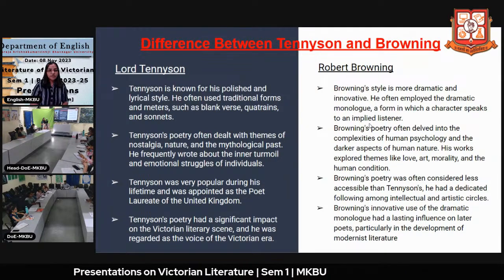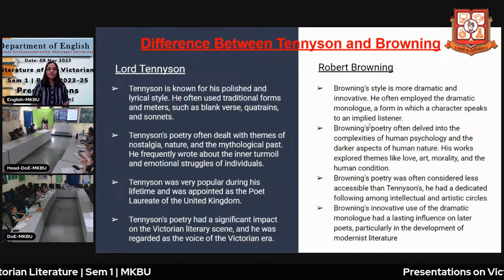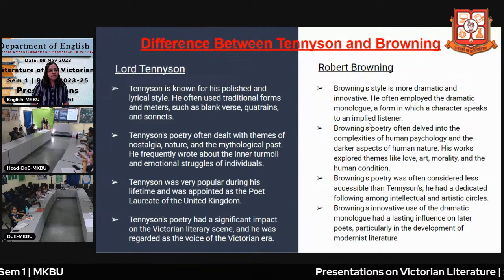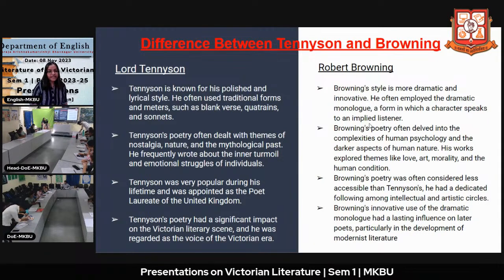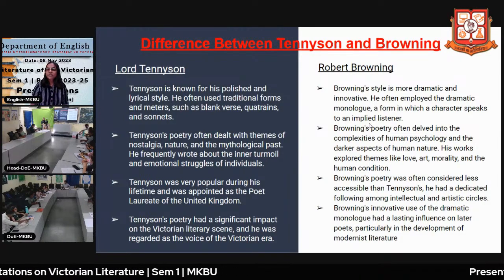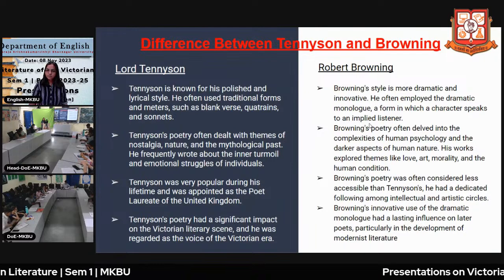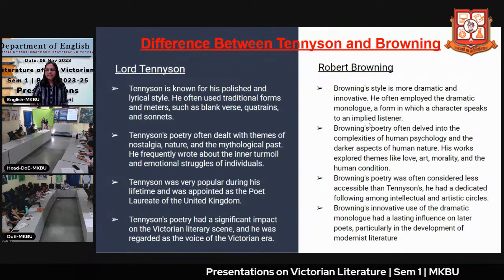Tennyson is known for his polished and lyrical style. He often used traditional forms and meters such as blank verse, quatrains, and sonnets. On the other hand, Browning's style is more dramatic and innovative. He often employed the dramatic monologue, a form in which a character speaks to an implied listener.